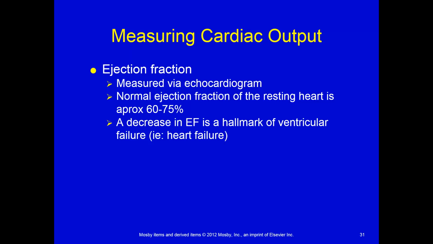I've seen people with ejection fractions in the 30s, 40s. So pretty bad ventricular ejection going on there. So that's how we clinically measure cardiac output. Yes, we have the formula, but how do we actually, clinically, in the real world, find it out? Ejection fraction. Okay?